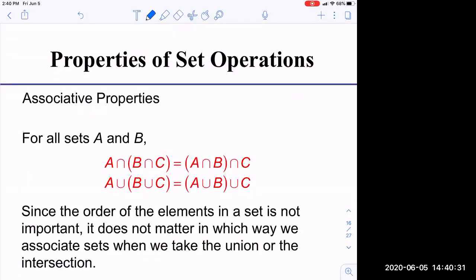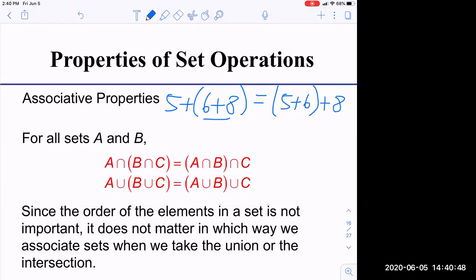Associative property. I'll do it with addition again. 5 plus 6 plus 8. You know, we say do parentheses first. Well, it doesn't matter how we group these. That's the associative property. I can move the parentheses. So intersection and union also have the associative property.